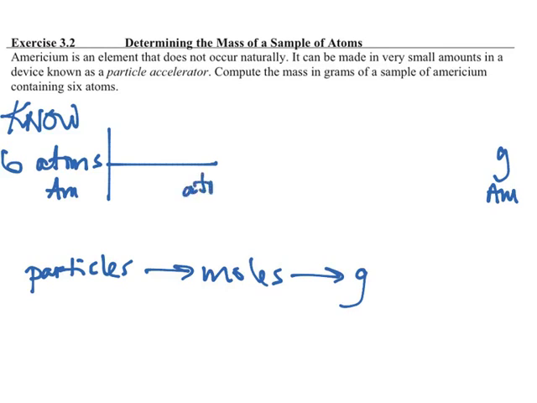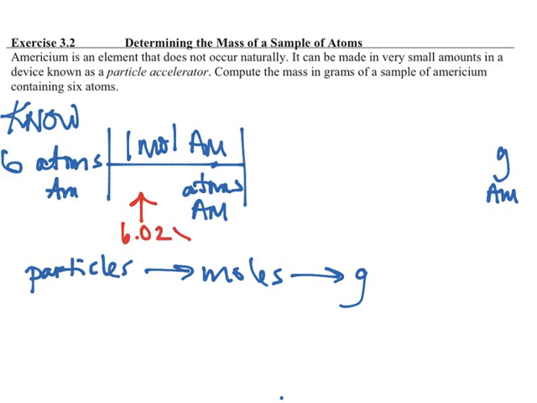And so atoms is going to have to be my unit on the bottom, so atoms of Am. And I know that I'm going to have to get that into moles. I can't compare things unless they're in moles. So the question is, what's that number that's going to go on the bottom? And so that is our Avogadro's number, 6.02 times 10 to the 23rd. So now I can see that my units of atoms have canceled out.